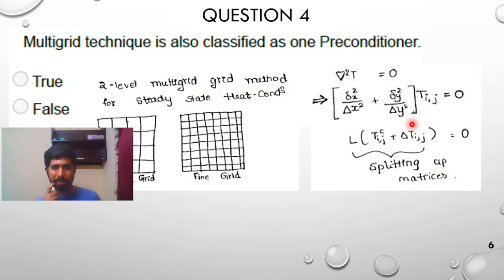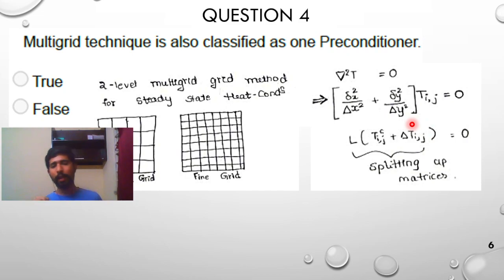Basically I am splitting up the matrices here. If you try to relate it with preconditioning, you have the system Ax equals B, but what I am trying to do is introduce the coefficients from the coarser grid, so that I am splitting up that matrix. It is an indirect way, but in that way it acts as a preconditioner. You might have learned about Gauss preconditioning in the preconditioning section. This technique also acts as that kind of preconditioning wherein you split up the matrices.